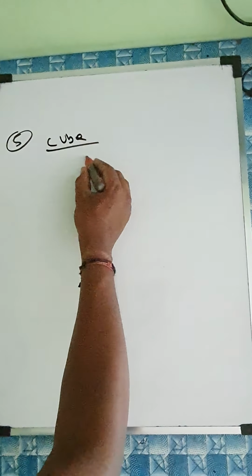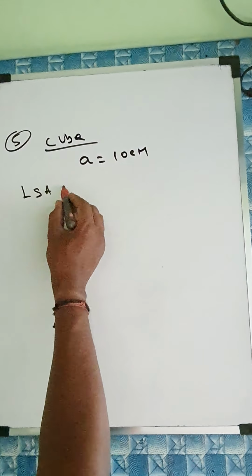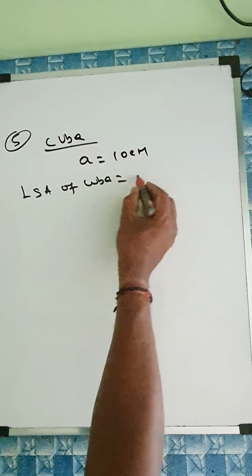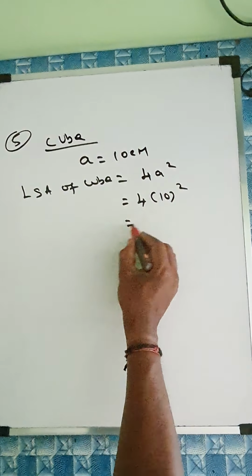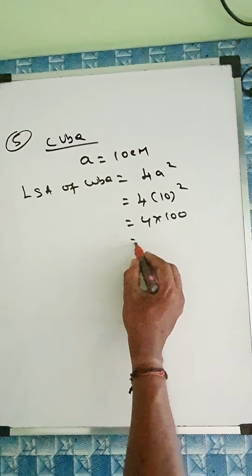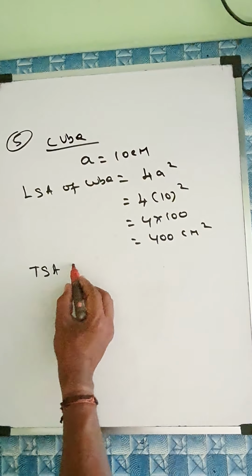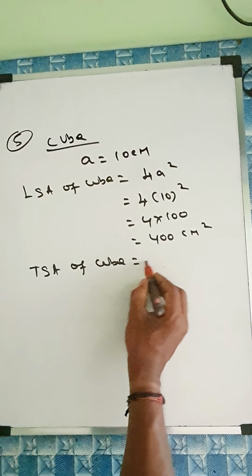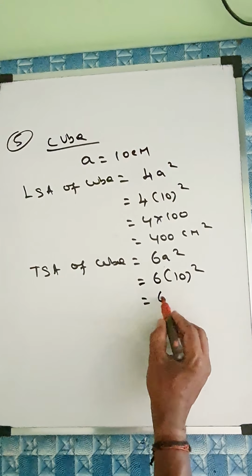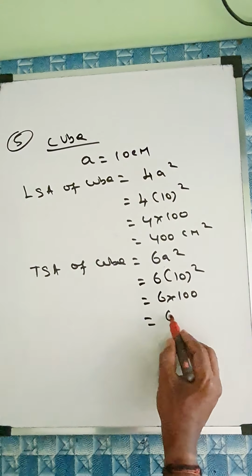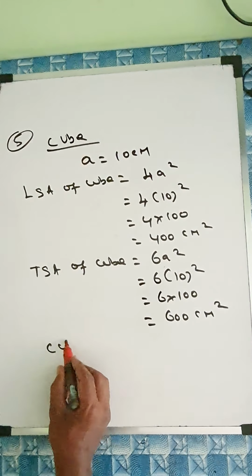So cube, the A is given 10 centimeter, so LSA will find out, LSA of cube is 4A square, so 4 into 10 square, so 4 into 100, so answer is 400 centimeter square. Again TSA also will find out, TSA of cube is 6A square, so 6 into 10 square, so 6 into 100, so 600 centimeter square. Okay, and next one is cuboid.